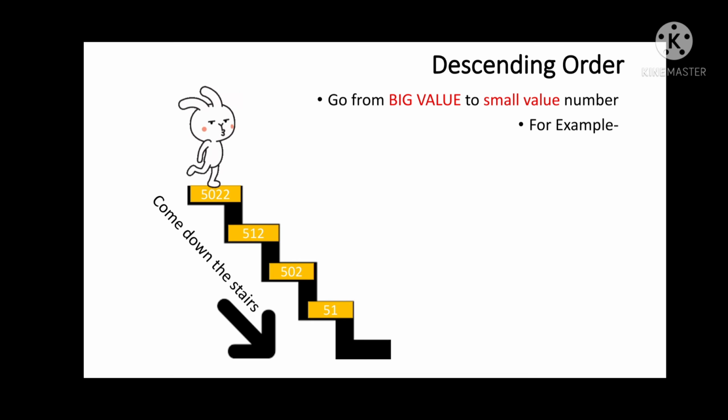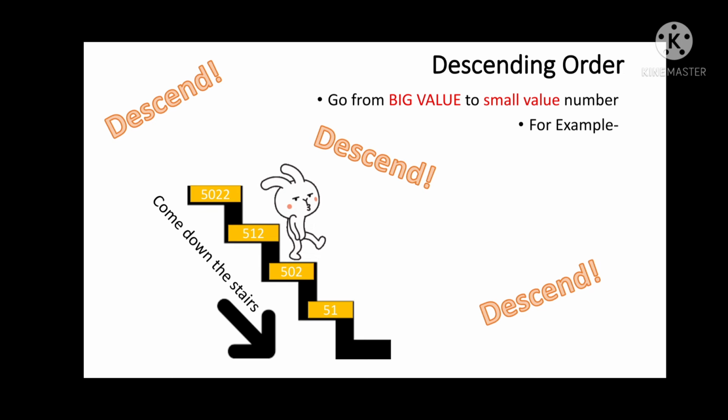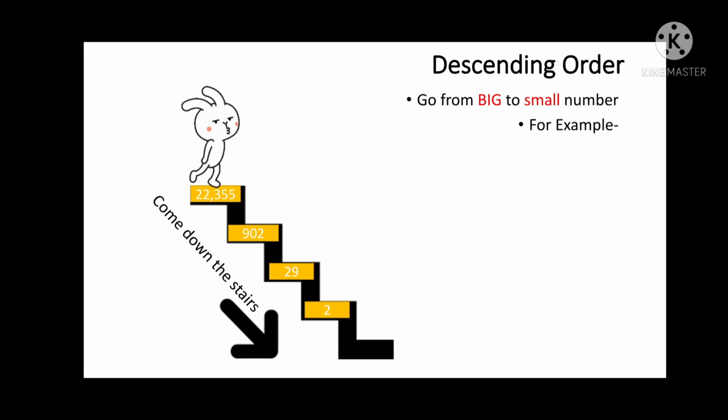Let's solve an example. Go from big value to the small value number. So we see the bunny is standing on the 5022 block. Let's come down the stairs. Descend. The lower value is 512. Descend. Lower value is 502. Descend. Lowest value is 51. So the bunny descended from the biggest value number to the smallest value number again.